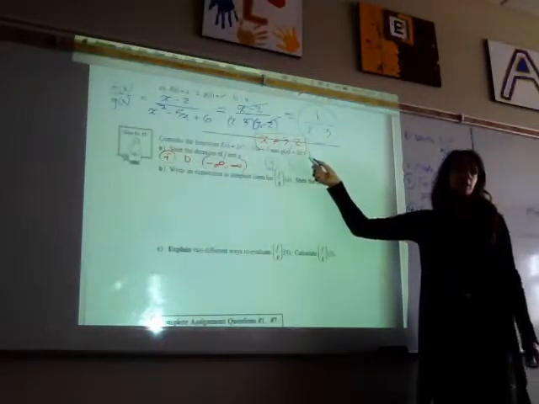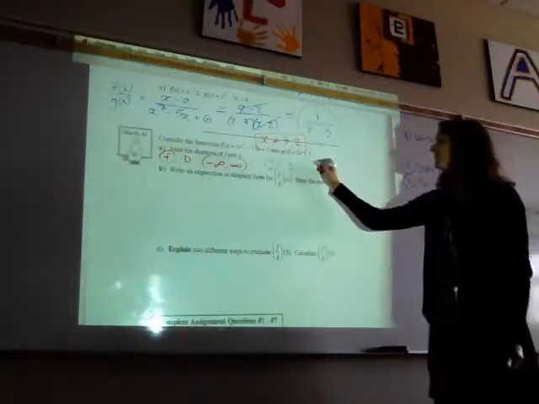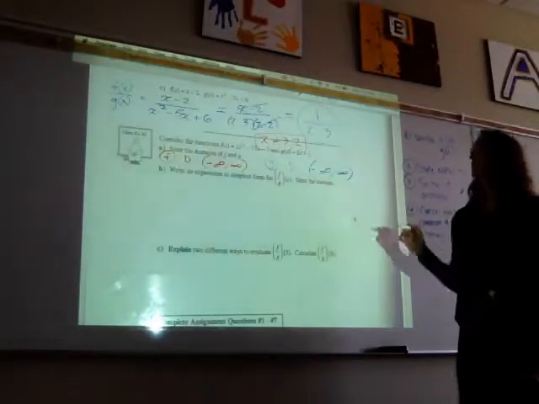g of x is 2x plus 1, straight line. All real numbers, good. So again, going from negative infinity to infinity.